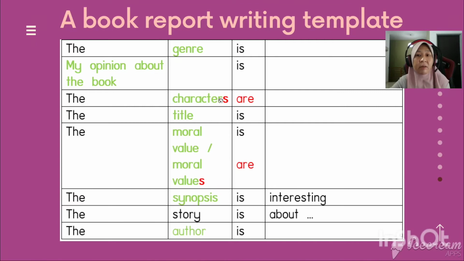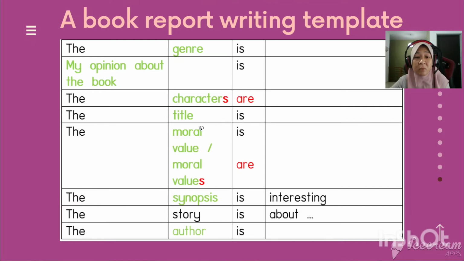Okay, next, characters. So, if there are more than one character, you have to put S. The characters are. So, you list down the name of the main characters. Normally, we are talking about main characters. The title, how are you going to write a sentence about title? The title is, you have to complete this by yourself. Okay, for example, just now, the title is Jaws.